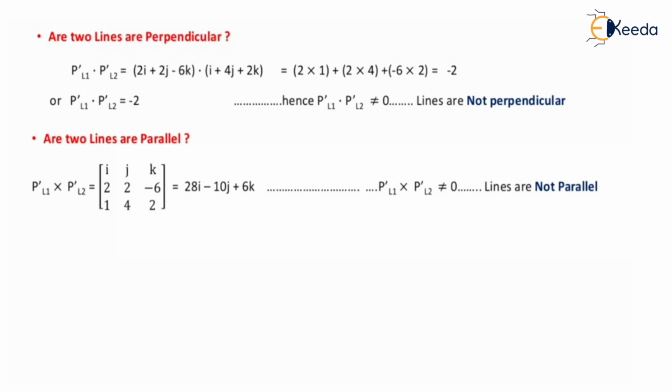So you must understand the vector cross product. If you don't know, you will check it out. I think you will understand these things in a very easy manner. So 28i minus 10j plus 6k, where the cross product is also not equal to 0. That means the lines are not parallel.